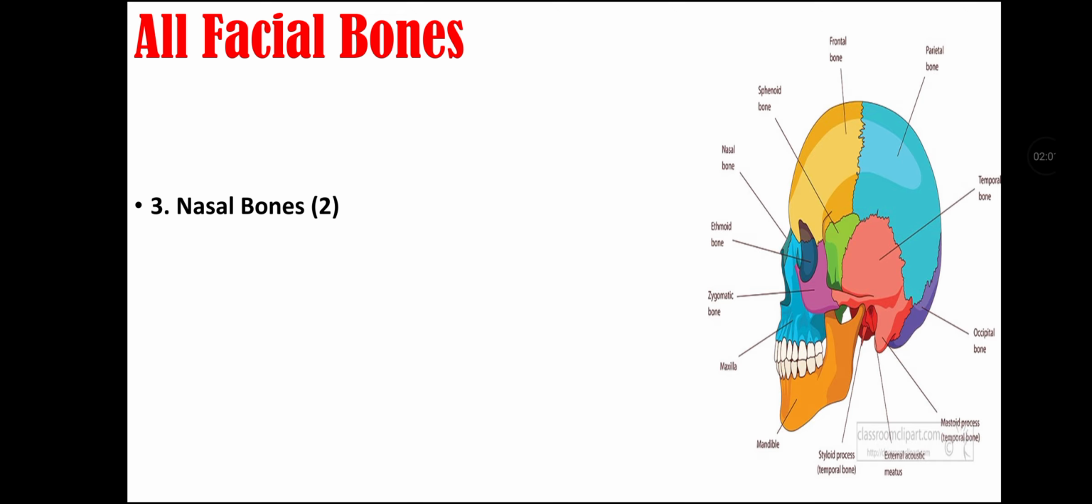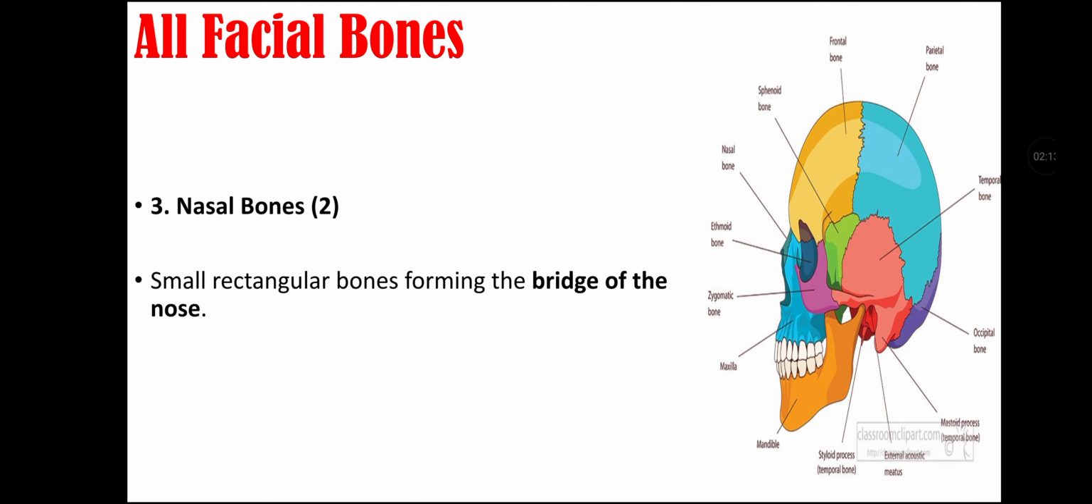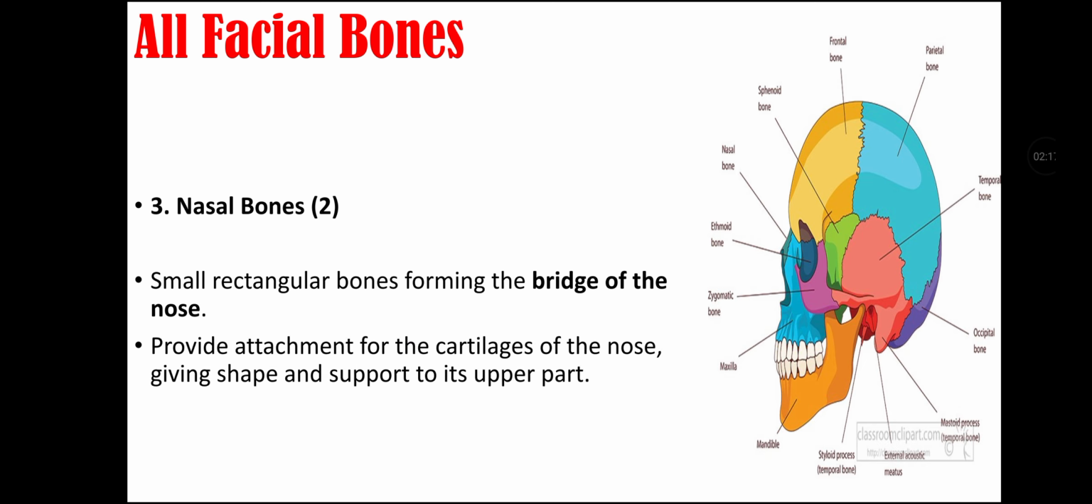Next facial bone we have is the nasal bone. As you can see in the diagram, the green color bone in front of the maxilla is the nasal bone. They are also paired bones, that means there are two nasal bones in every skull. They are small rectangular bones that form the bridge of the nose. They provide attachment for cartilage of the nose, thus giving shape and support to its upper part.